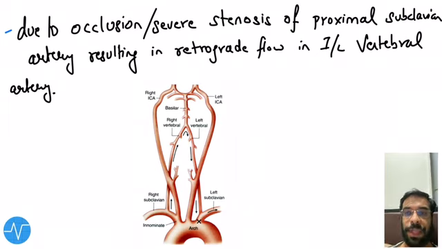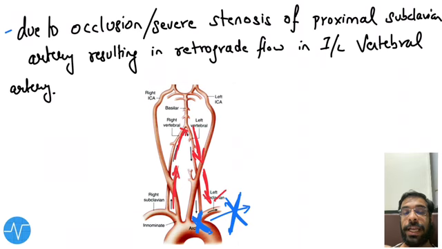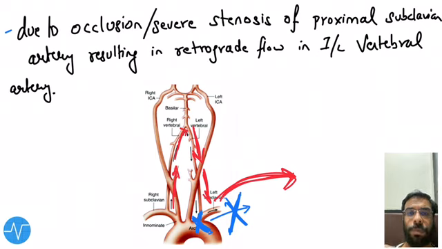Let's draw the diagram. This proximal subclavian artery is occluded or severely stenosed, therefore no flow in the subclavian artery. Now how will this flow be achieved? From the opposite side of the vertebral artery, flow will go up and it will come down to the ipsilateral side of the vertebral artery. This will supply the subclavian artery blood flow, or the arm blood flow. Therefore, the subclavian is stealing the blood from the vertebral artery, known as subclavian steal syndrome.